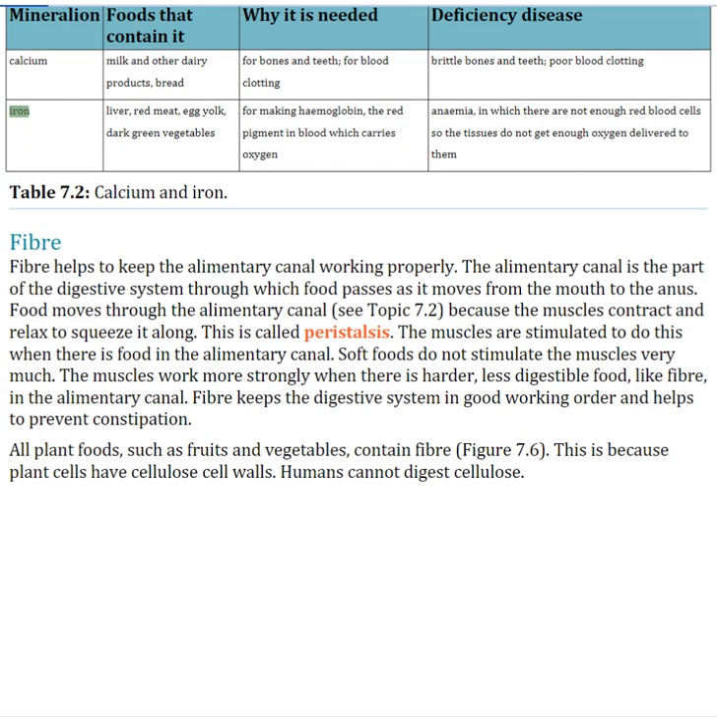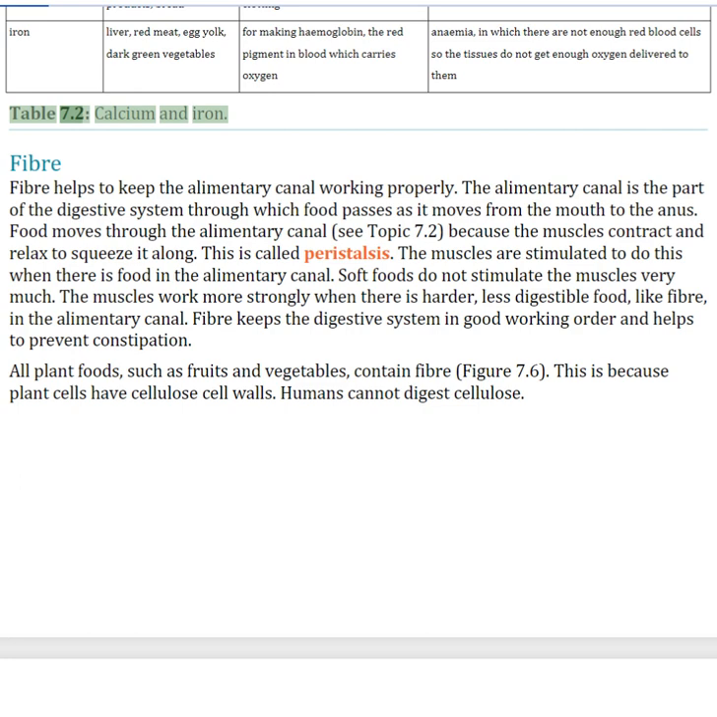Iron. Liver, red meat, egg yolk, dark green vegetables. For making hemoglobin, the red pigment in blood which carries oxygen. Anemia, in which there are not enough red blood cells so the tissues do not get enough oxygen delivered to them. Table 7.2, Calcium and iron.